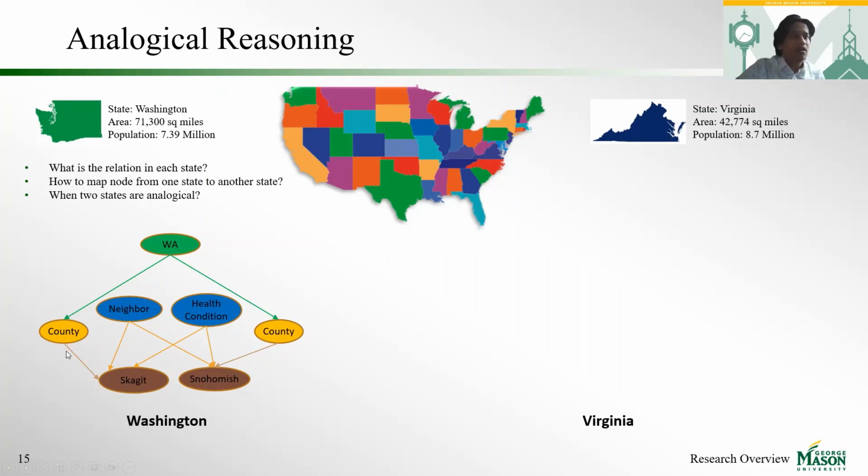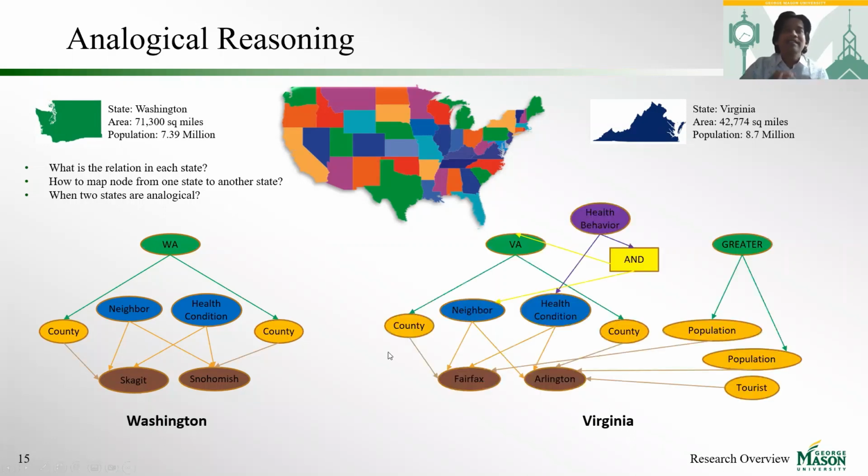So Skagit is a county of Washington state. Snohomish is a county of Washington state. Again, Skagit and Snohomish are neighbors. Skagit and Snohomish health conditions are the same. So this type of relation you take together and make a graph for Washington state only, right? Same way, take this Virginia example.